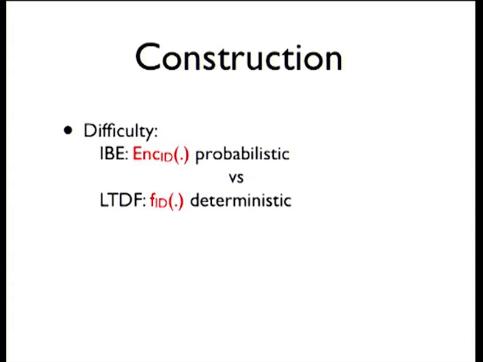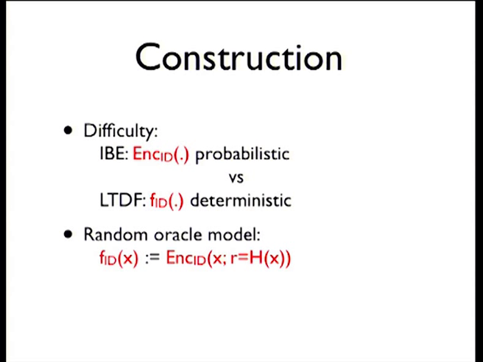Okay. So let me say a few words about the constructions of these identity-based lossy trapdoor functions. So first about the difficulty. If you look at IBE, the encryption function is probabilistic, and that makes things much easier, because you can use some sort of Diffie-Hellman kind of inherently randomized encryption function. On the other hand, a lossy trapdoor function is actually a function, so it's inherently deterministic. So that's the difficulty: the deterministic versus the probabilistic.